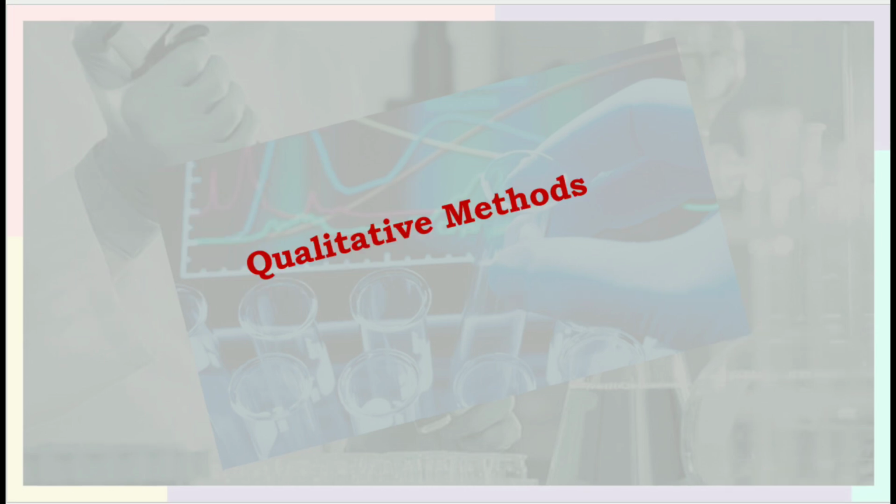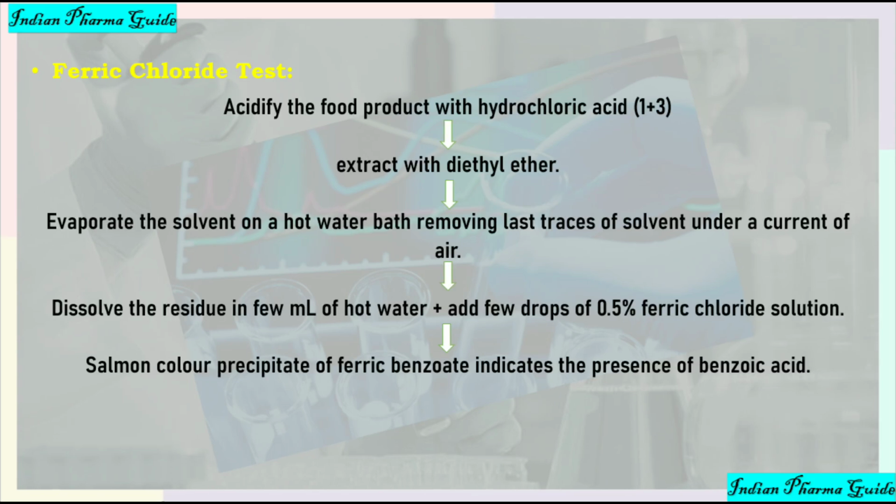In this, first one, qualitative methods. So qualitative methods have two tests. One is ferric chloride test and the other is modified Mulliken's test. In this, first one, ferric chloride test.